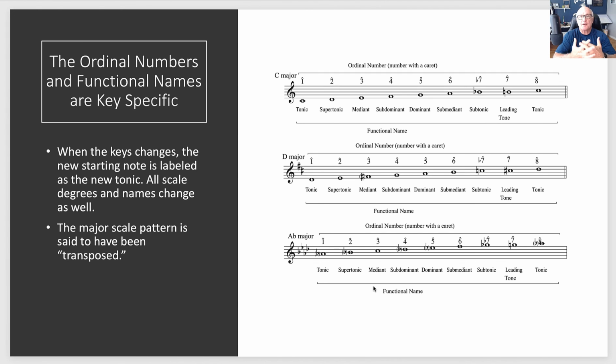So the major scale then is said to have been transposed: a new starting note with the same major scale pattern. The names in that new key, the tonic major scale of that key, remain the same: tonic, supertonic, mediant, and so on. Now, this will get really easy for you the more we do it. So please do the exercises that are set up in the PDF for you, and then we'll continue this more in class.